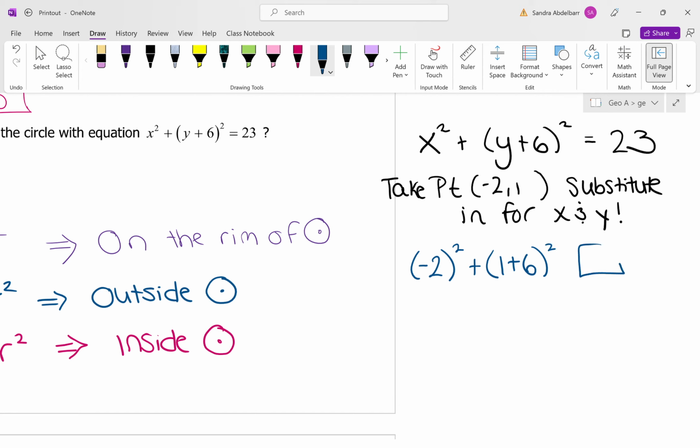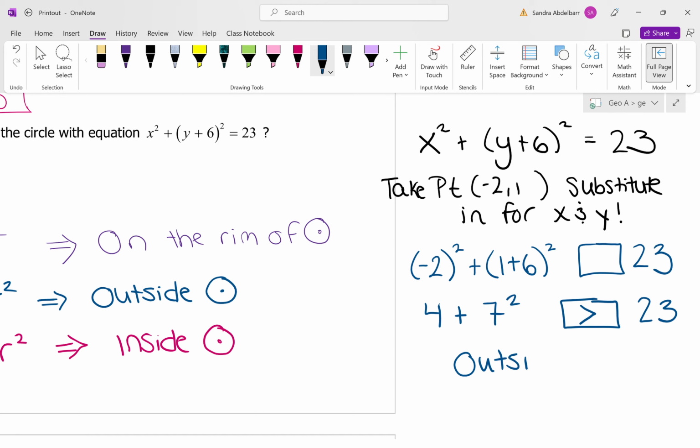And I want to know what's that relationship to 23. So I went to the equation of the circle they gave me. I substituted the coordinate for x and y, and now I'm going to simplify the left side. So we have 4 plus (1 plus 6, which is 7) squared, right? Do we agree at this point we know 4 plus 7 squared will be greater than 23? So at this point, we already know this. We don't have to keep going. So we know since the left side is greater than the radius squared, we are going to be outside the circle.